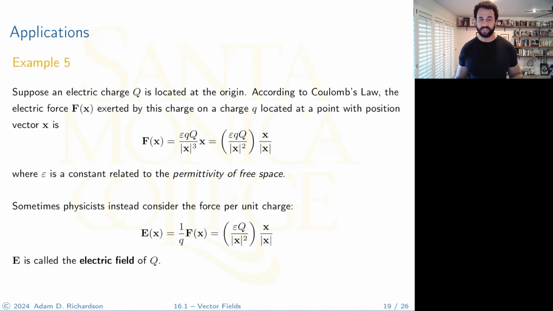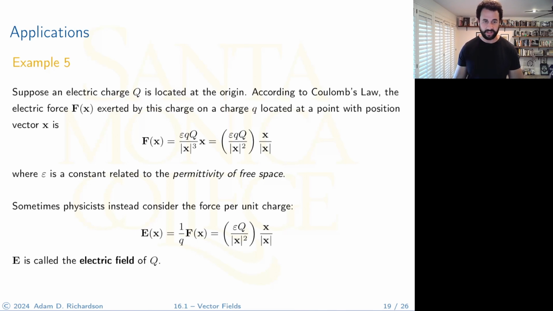Sometimes physicists actually prefer to instead consider the force per unit charge. So what they do is they take this vector field and they divide it by q, so that you can look at the force per unit charge. These q's are going to cancel, and so then you're left with this. And this is what we call an electric field of the charge, capital Q.